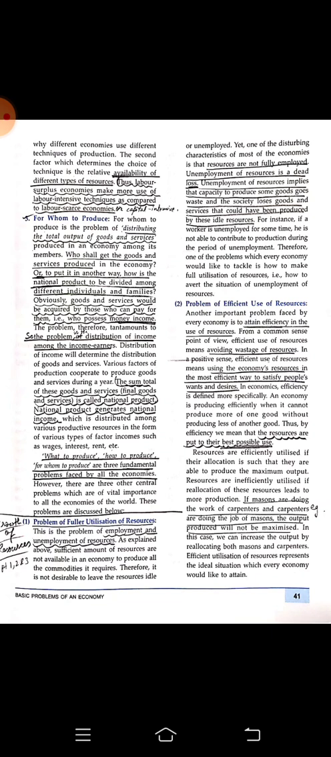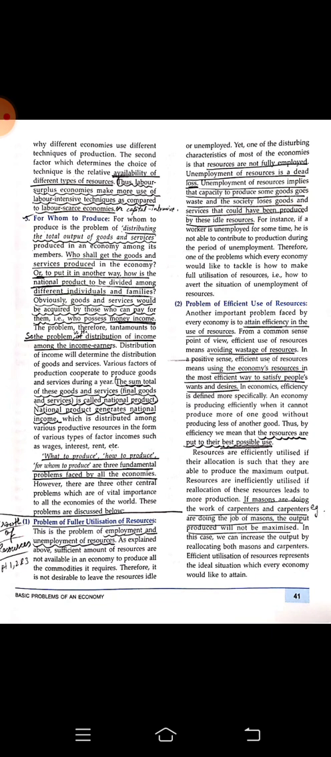The sum total of the goods and services, that is all the final goods and services, is calculated as national product. National product generates national income, which is distributed among various productive resources in the form of various factor incomes, such as wages, interest, rent, etc. Okay, what to produce, how to produce, for whom to produce are the three fundamental problems of all economies.